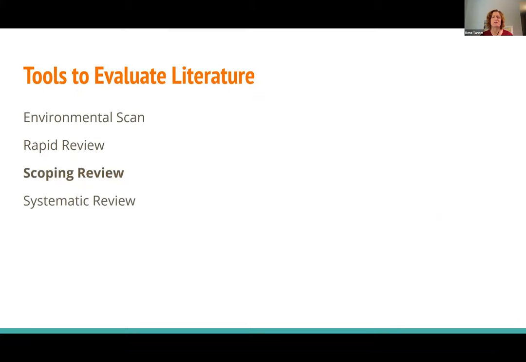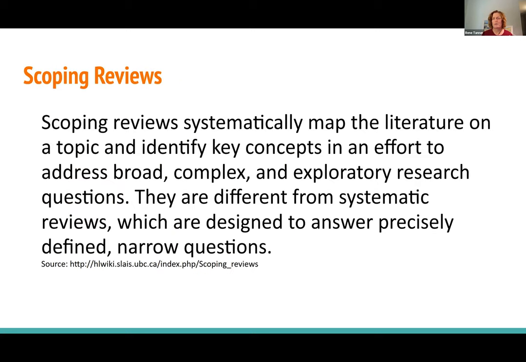So we have a number of tools that we can use to evaluate large bodies of research and medical research in particular, and that would be environmental scans, rapid reviews, scoping reviews, and systematic reviews. And again, what I'm going to be focusing on is scoping reviews and how we can get more confident as librarians in helping our students use those. So what is a scoping review and how is it different, similar to a systematic review?